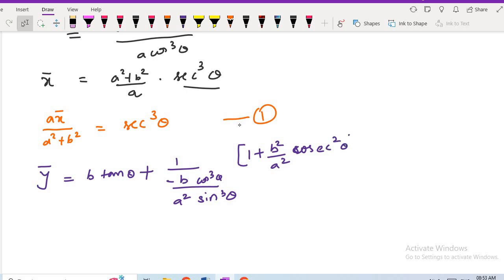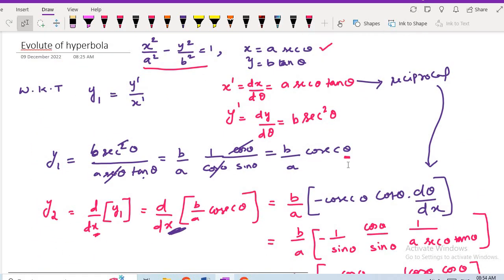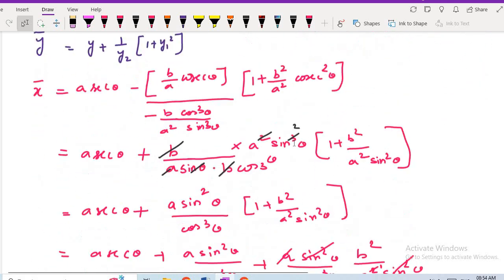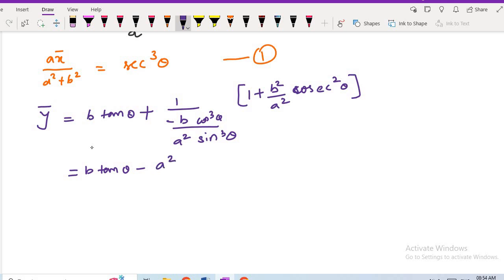Cosecant square theta. Yes, our y1 value is b by a cosecant theta. My correct y1 value is b by a cosecant theta. Square means b square by a square cosecant square theta. If you write it wrongly, we won't get the proper answer. Okay, so as usual we can write b tan theta, and then minus into plus, minus: denominator goes to numerator. So a sin cube theta divided by b cos cube theta.